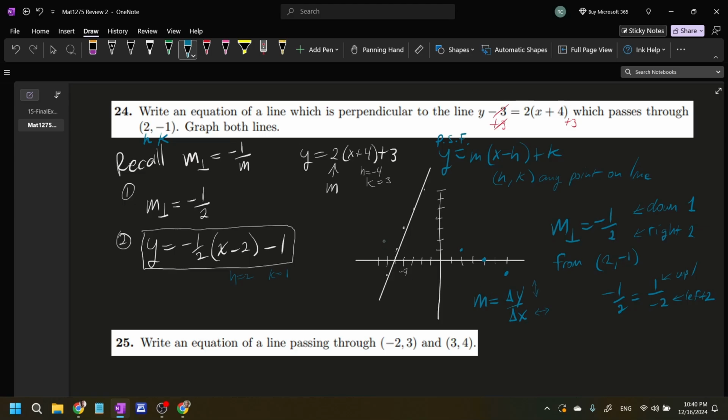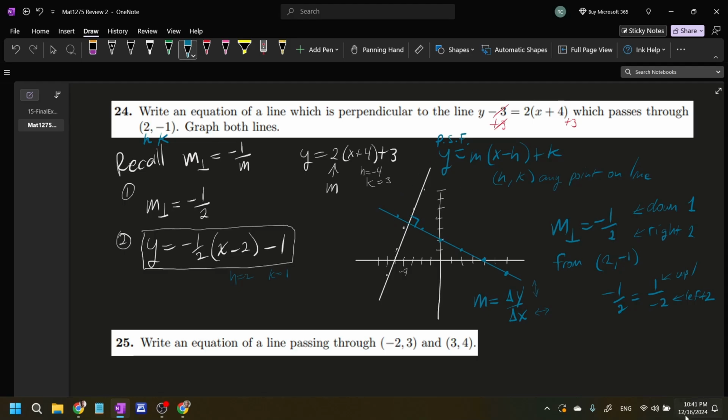Please remember. Okay, so instead of going down 1, right 2, I'm going to go up 1, left 2, up 1, left 2, and up 1, left 2. And I'm going to connect those dots with a line. And we can see that these two lines are perpendicular.